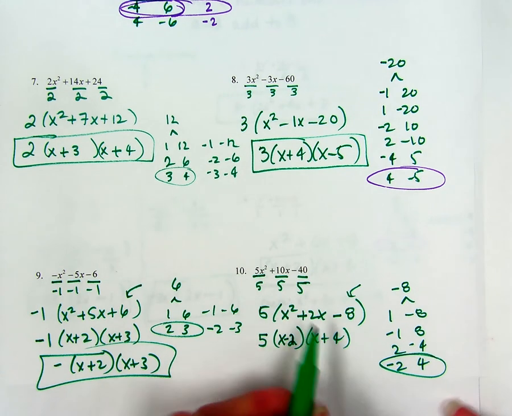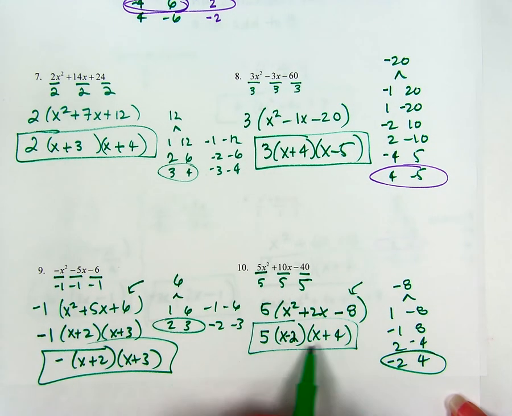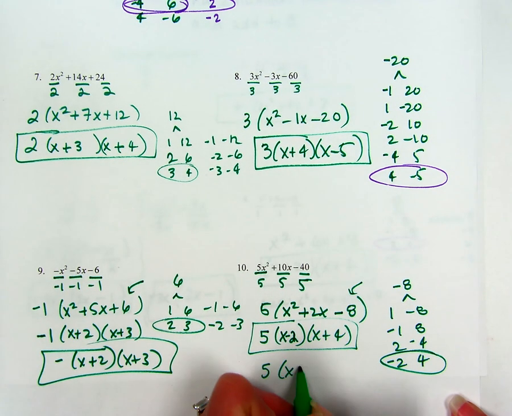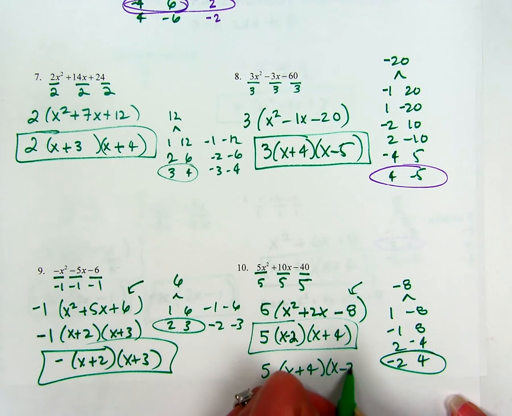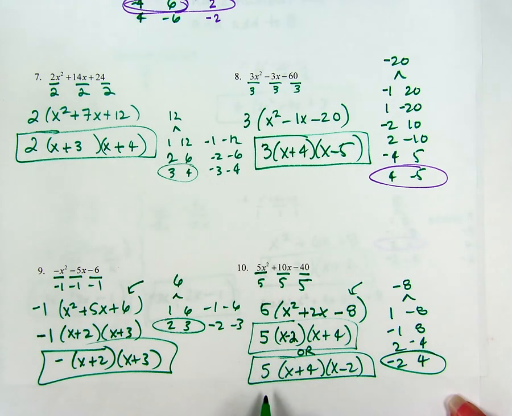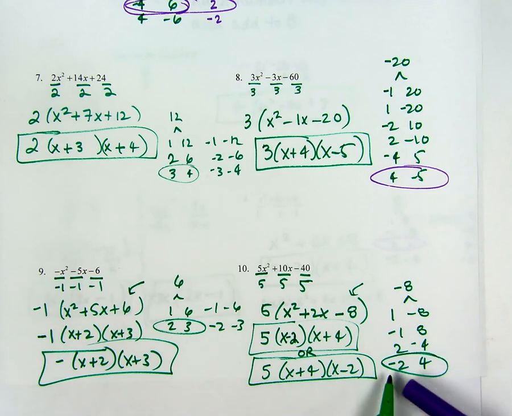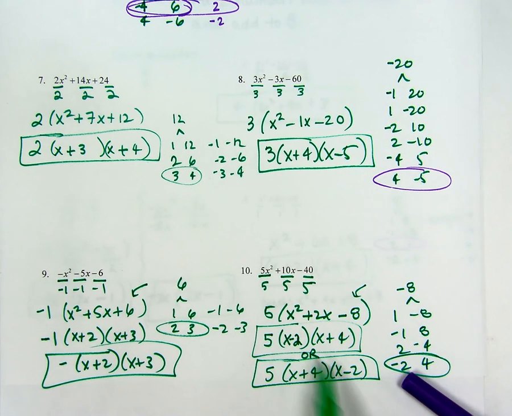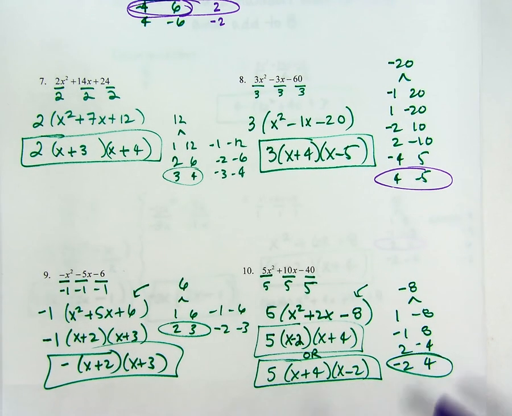Okay, so by the way, these binomials don't have to be in any particular order, so you could say x plus 4, x minus 2. That would be fine as well. The 5 should be in front, and then you just do have to be careful of your sign. So this should be a negative 2 no matter where you put that, and then 4 has to be positive.